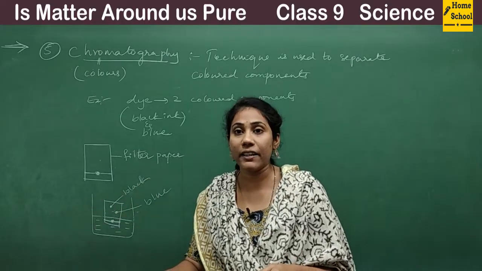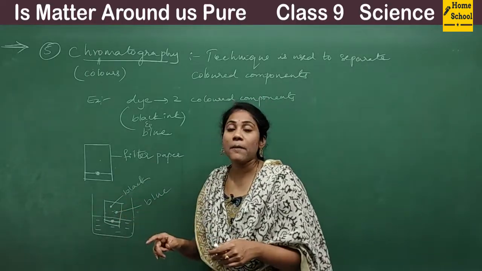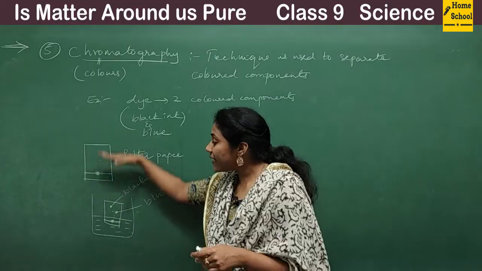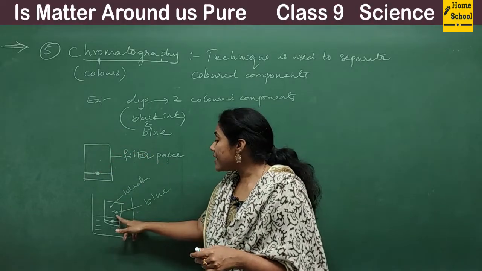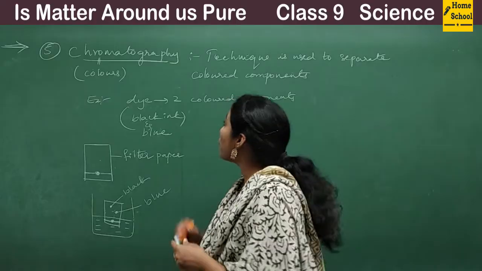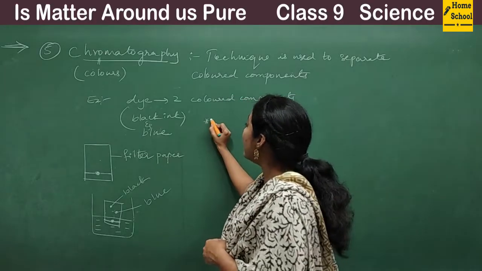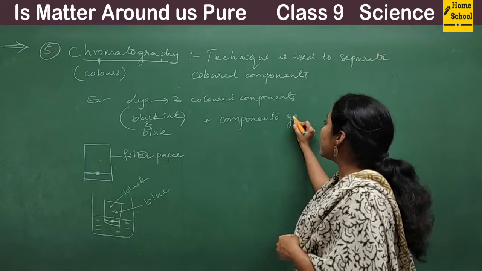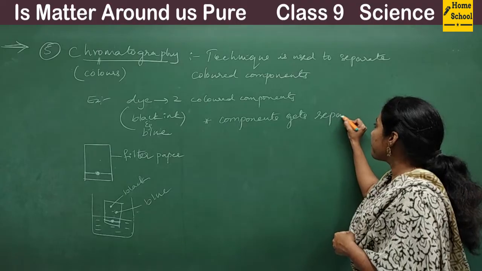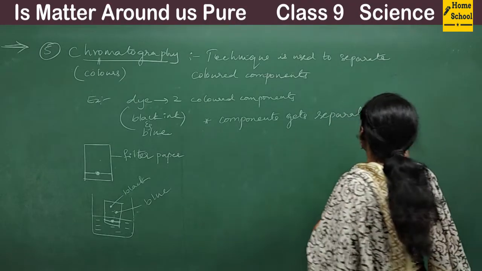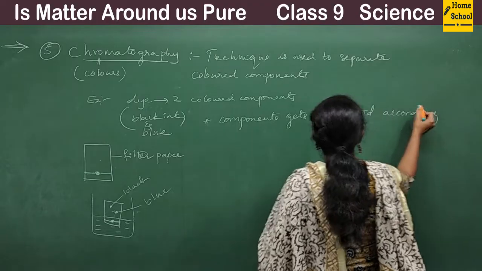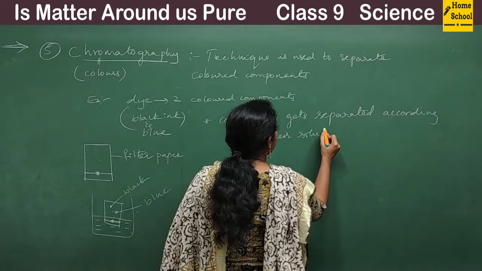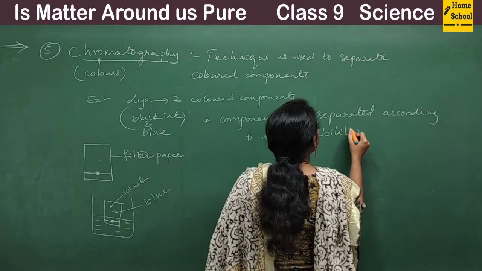Here water is the solvent. Say these are the two components. Both are not soluble to the same extent. The black color is more soluble, that's why it has moved up. The blue color is less soluble, that's why it has stayed there. So what is the major principle involved here? Components get separated, and this is a very important point, according to their solubilities in water.